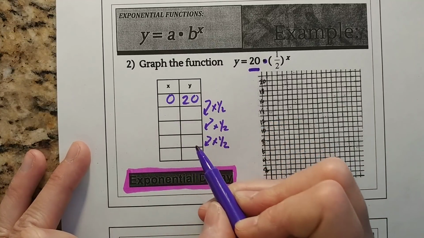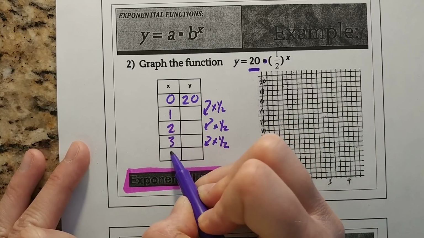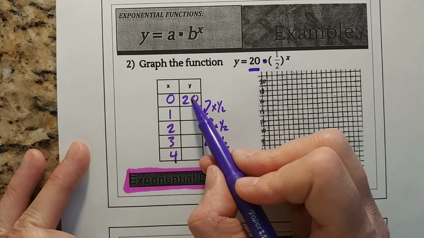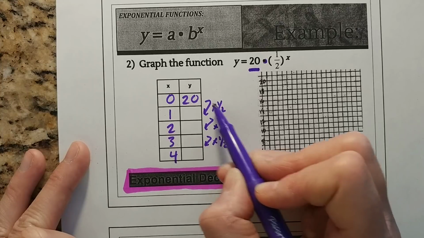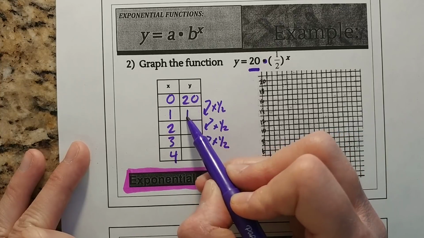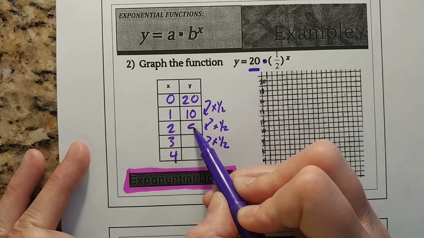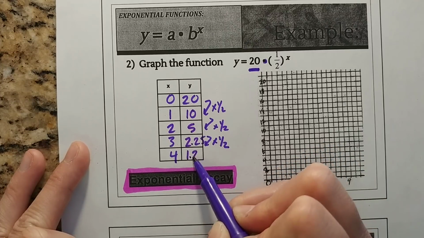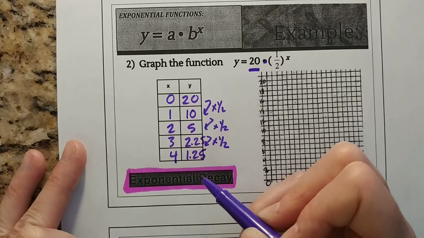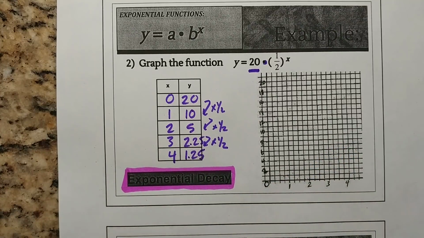So if I go ahead and start filling up my table, 1, 2, 3, 4, I know that this constant change is multiplying by 1/2. And you know that when you multiply by 1/2, half of 10, half of 5, half of 2.25, it's the same thing as dividing by 2. Okay? So we just filled out our table. Let's go ahead and graph.